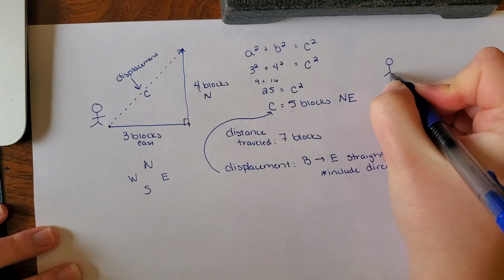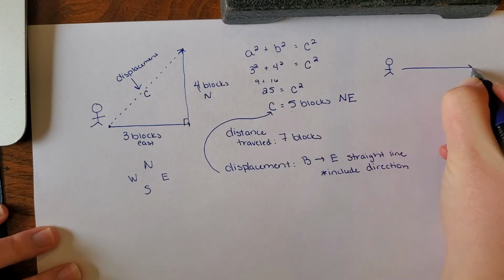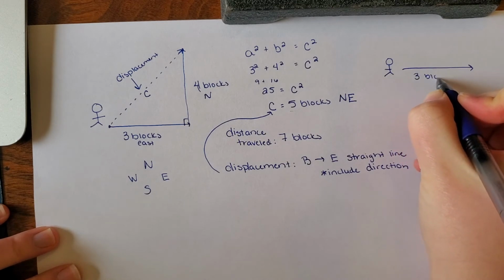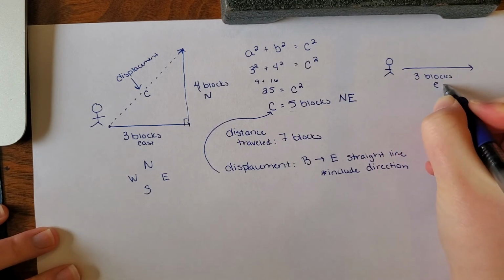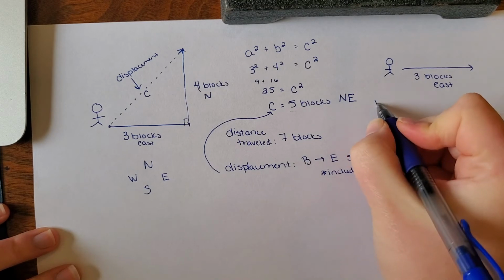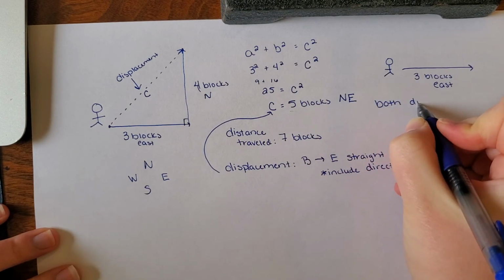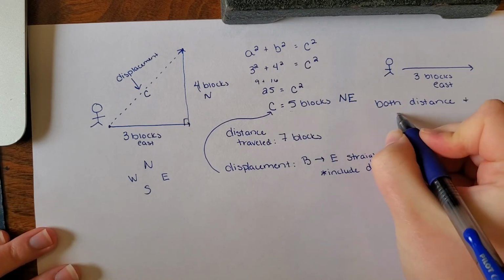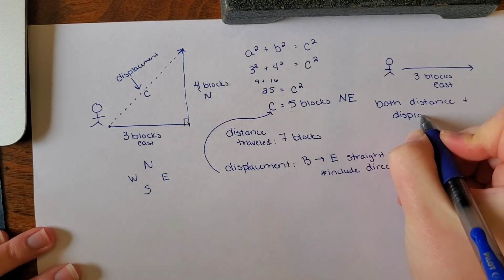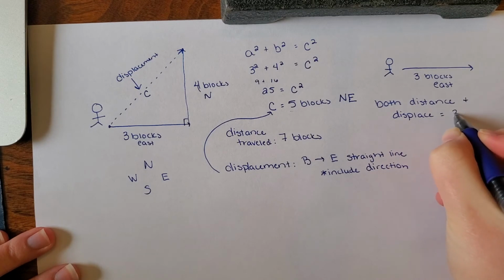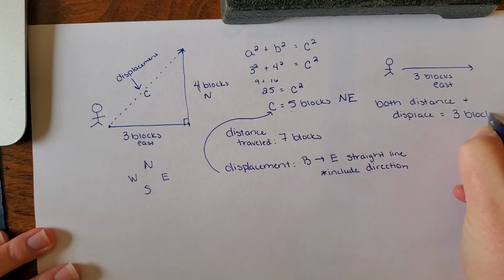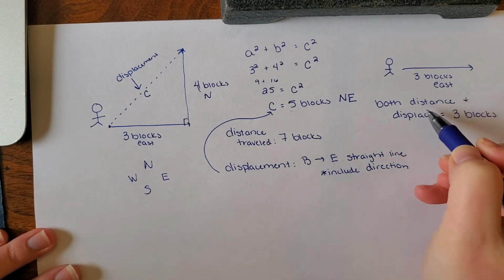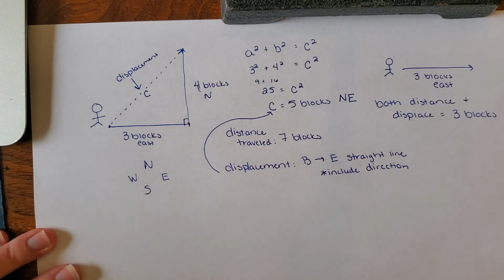So if you went for a walk and you just went 3 blocks east and then you stopped, both your distance and your displacement would be 3 blocks. The difference between the two would be your distance, you could just say 3 blocks. Your displacement, you would have to say 3 blocks east.